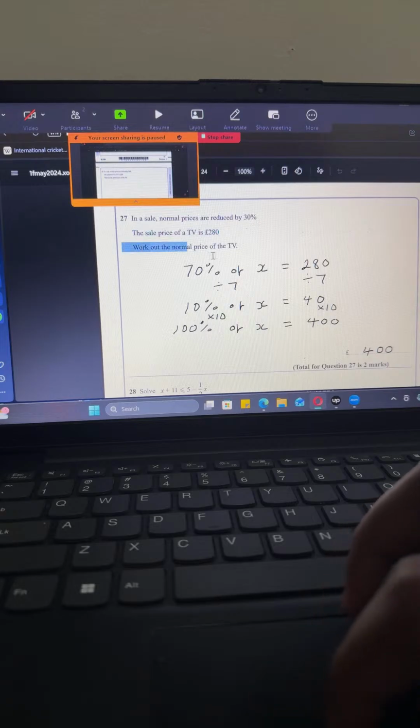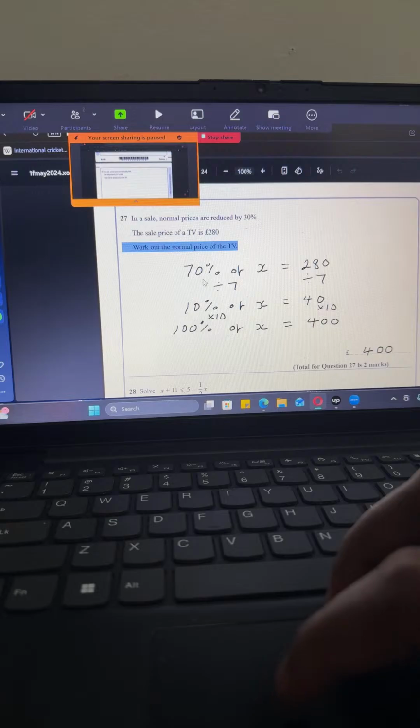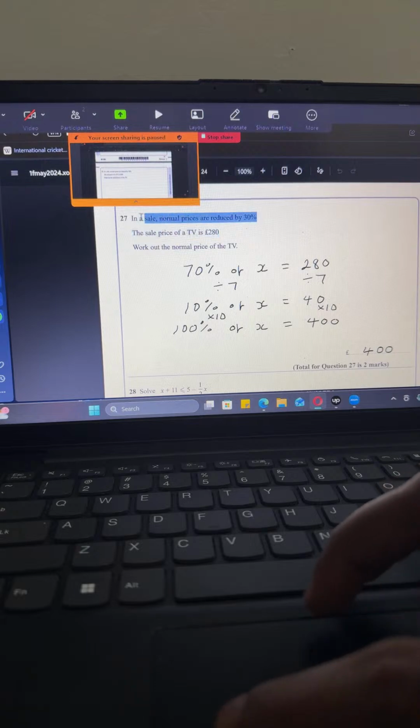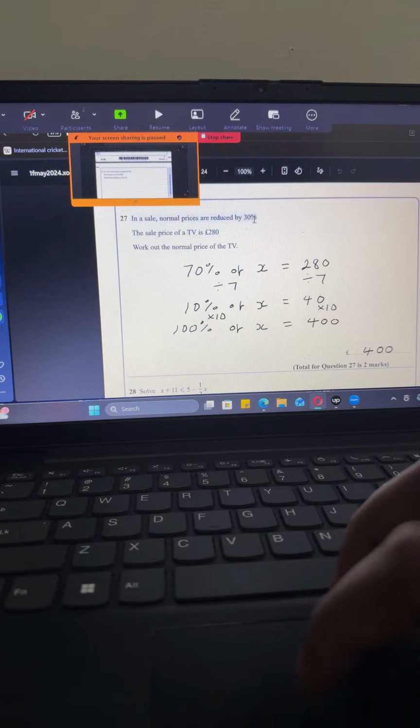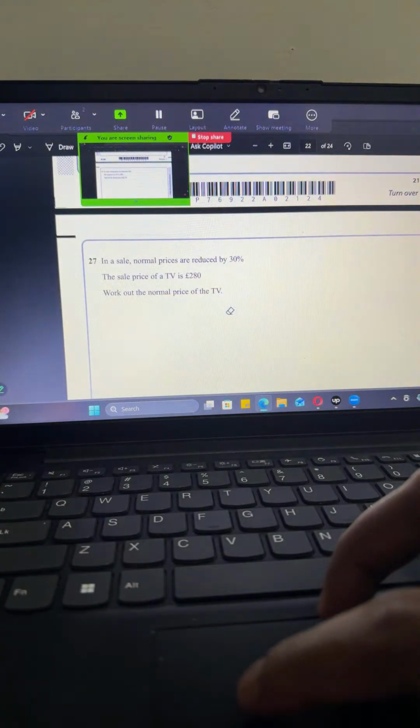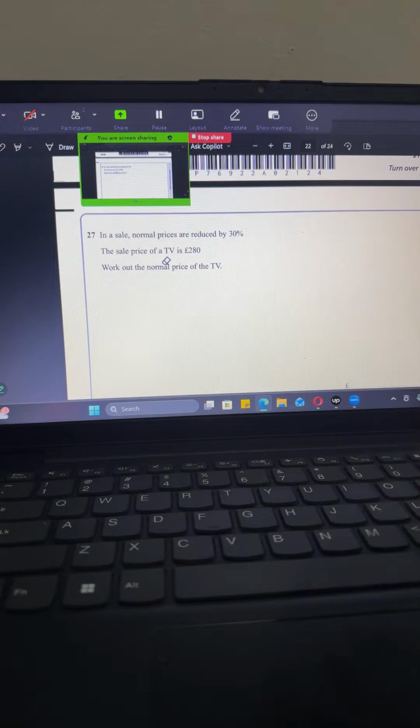So what was the original price of the TV before reducing it, right? Okay. So 280 is the amount after it's been reduced. Yes. After it means it reduced by 30%. You can say that if they have given a 30% discount, after the discount the new amount is 280 pounds. You have to tell what was the original price of the TV, or the normal price of the TV.